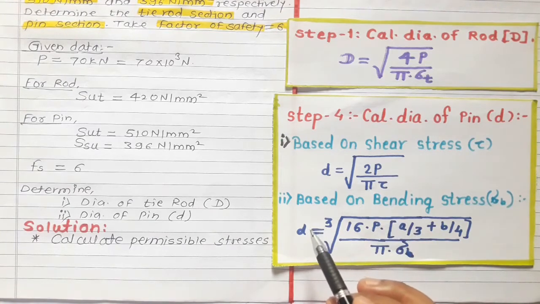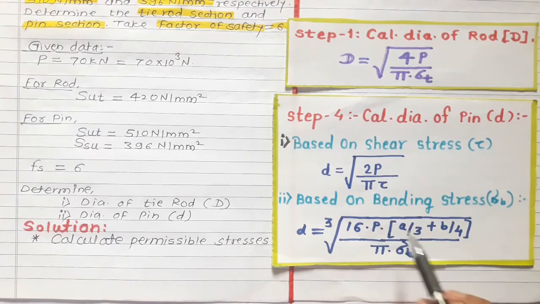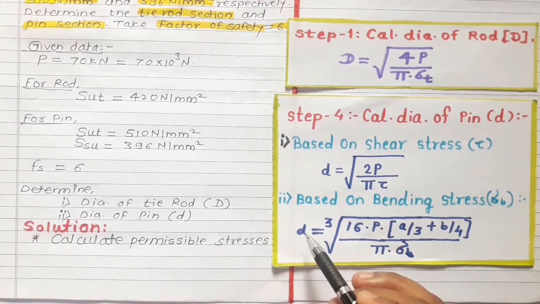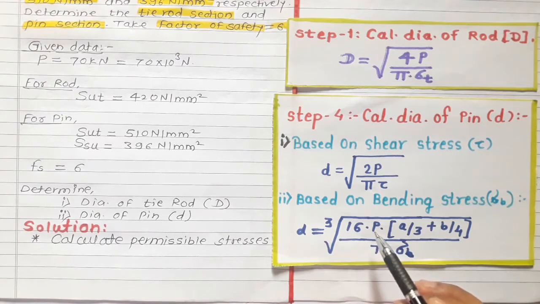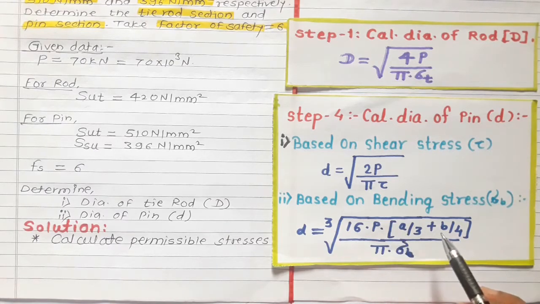Now this is the second equation to find out the diameter of pin. Here small d is again the diameter of pin, p is the external applied force in Newton, a is the thickness of fork end, b is the thickness of eye end, and sigma b is the permissible bending stress. So in order to find out the diameter of pin based on bending stress, we require this sigma b, that is the permissible bending stress.